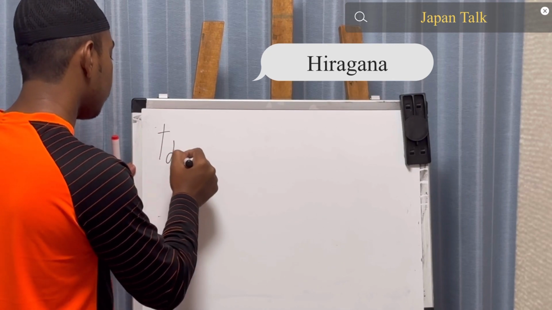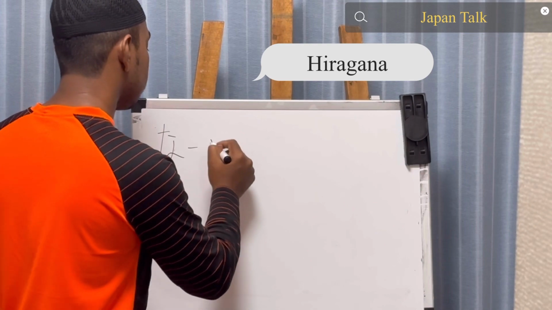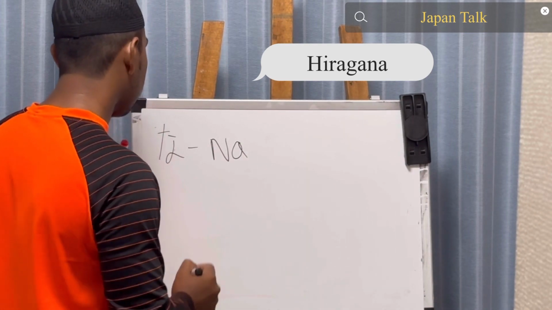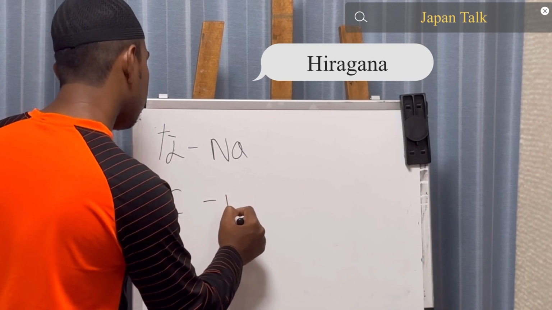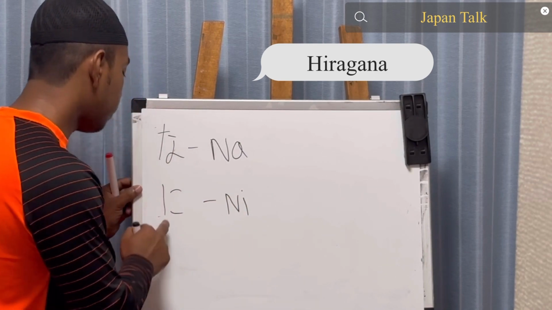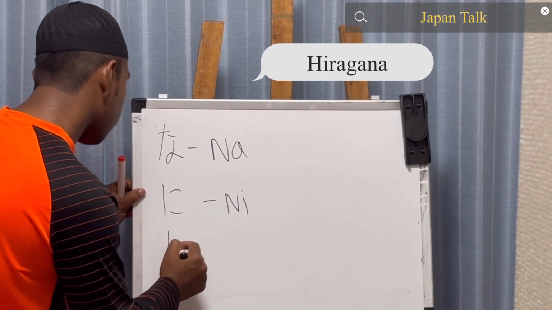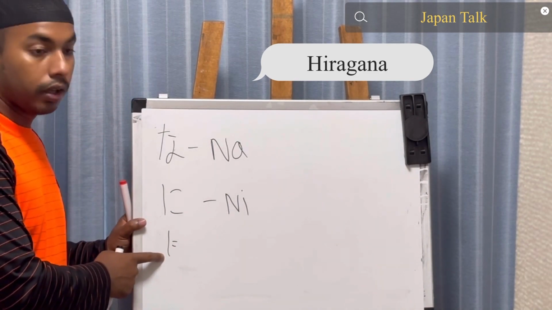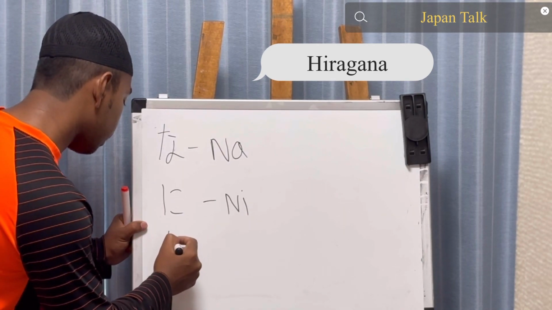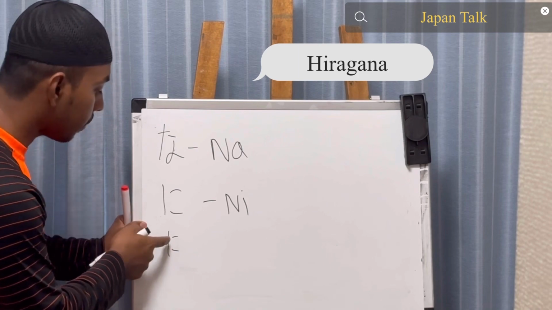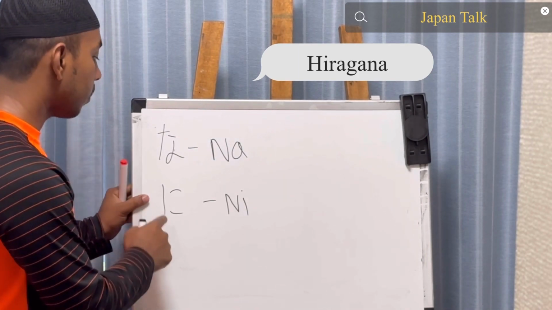The next one is na. This is called ni. Please take care about this alphabet. If you write like this, it's totally a mistake. So when you write this, make sure there is enough space over there. Okay, so this is called ni.